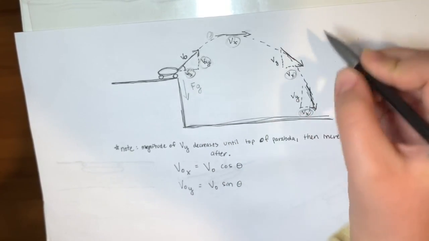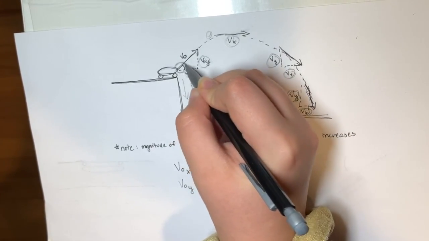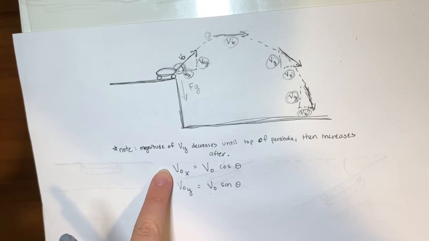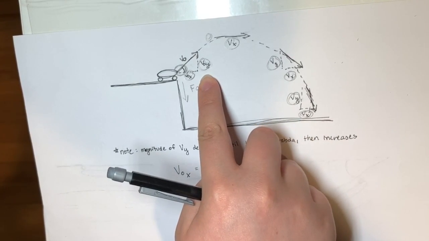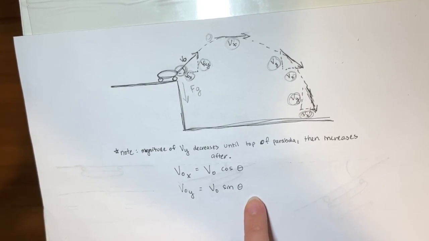The initial velocity components depend on the angle that the trajectory makes with the horizontal. Since x is adjacent to the angle, v naught x is solved trigonometrically with the equation v naught x equals v naught cosine theta. Since y is opposite to the angle, v naught y is solved trigonometrically with the equation v naught y equals v naught sine theta.